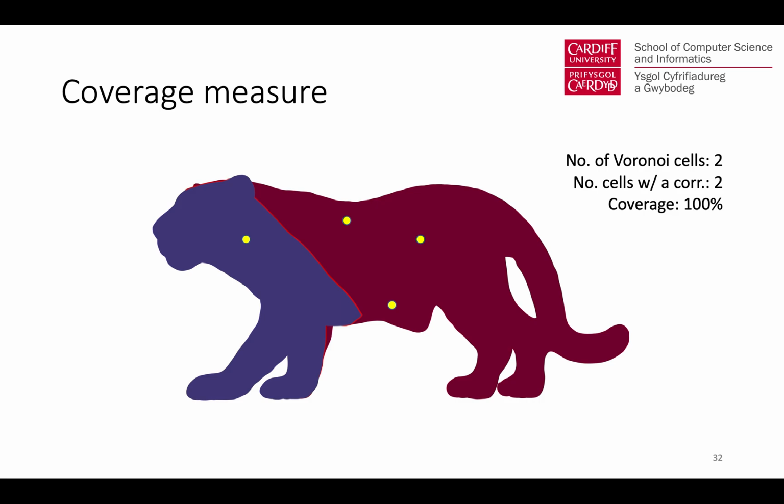So then we propose a new measure, which is based on the coverage measure. The idea is we create Voronoi cells over the surface. Then we check what proportion of cells actually contain at least one correspondence, and that we define as coverage. So coverage is a function of the number of cells. In this case, if we have two cells, each of them has at least one correspondence, so that's 100% coverage.